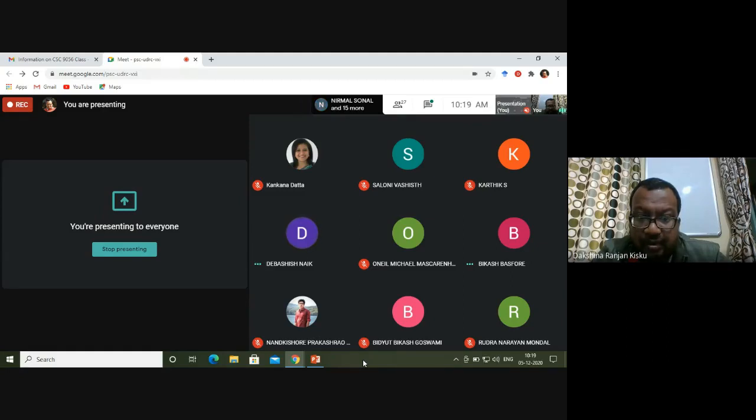From rank level fusion you can expect one or two numerical problems. From face detection you can expect one analytical problem. From fingerprint you can expect one numerical problem.